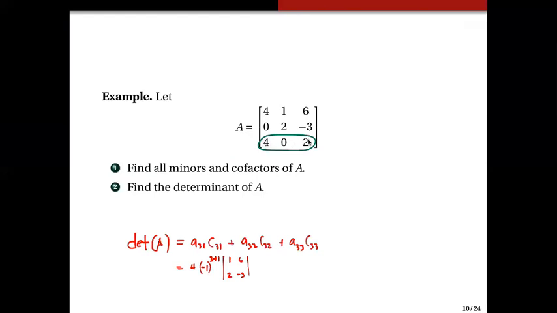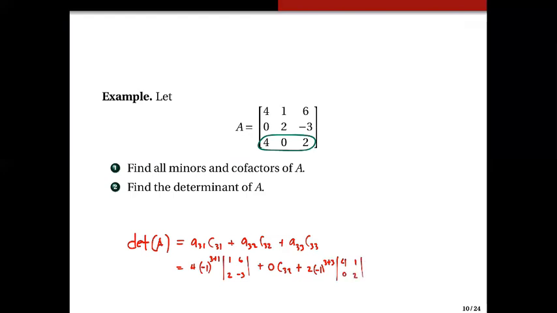Okay, for the next A32, that's again 0. This A32, this is the A32 entry, that's 0. And whatever your C32 is, it doesn't matter because you are multiplying 0. Plus A33, we have 2. Okay, we have 2 times negative 1 raised to 3 plus 3 times the determinant. So this is the entry. We remove this column here. We also remove this row here. We'll just have the matrix 4, 1, 0, 2.